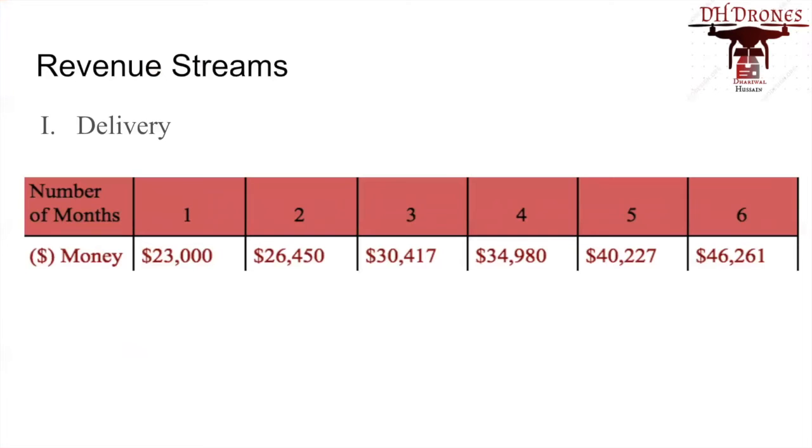Now, revenue streams. We estimate about 23,000 in our first month, 26,000 in our second, 30K in our third, 34K in our fourth, 40K in our fifth, and 46K in our sixth. This is just based off the two streamlined hyperspeed drones shipping lines.